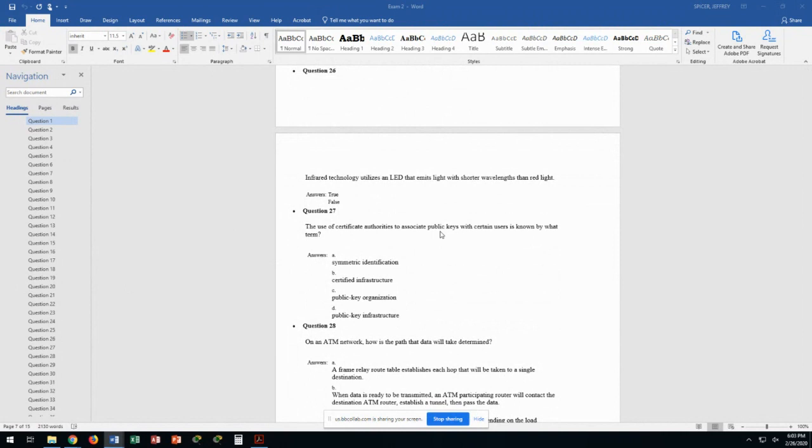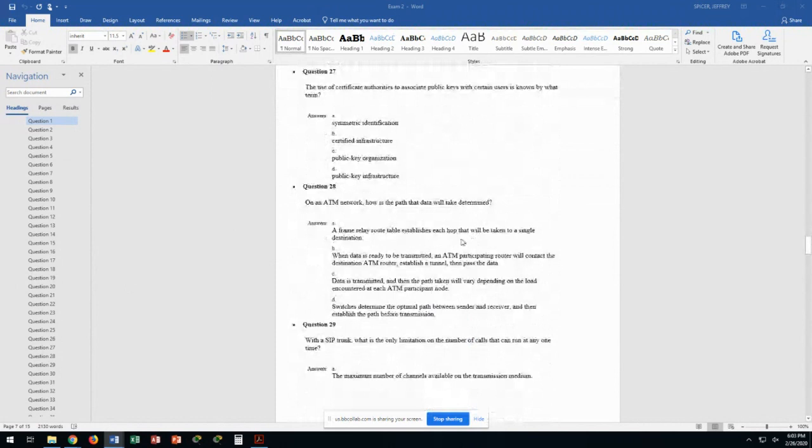All right, 26. Utilize an LED that emits light with shorter wavelength than red light. False, right? That is false. It's greater, it's not shorter. Longer, not shorter. Longer. Okay. Good.